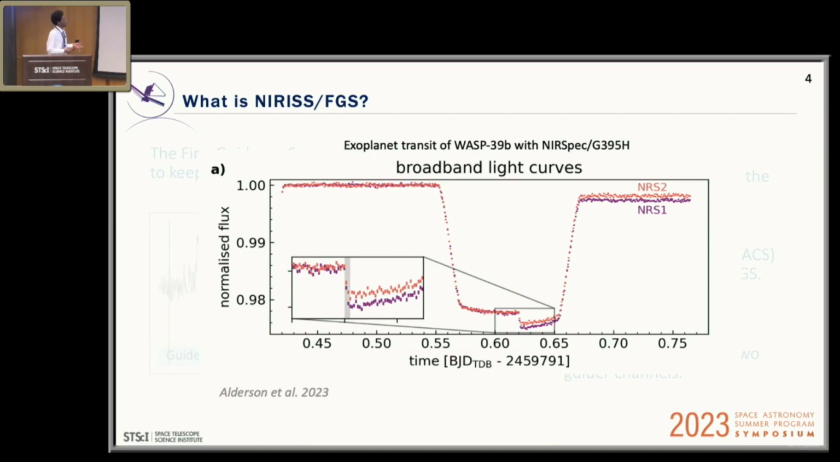So this is an exoplanet transit taken from NIRSpec, and you can see here it's a regular transit, but at this point here, the actual transit just shifts downwards. This is not part of the science data. This is something that's systematic and needs to be corrected for. And studying the guide star data can actually help us with this.